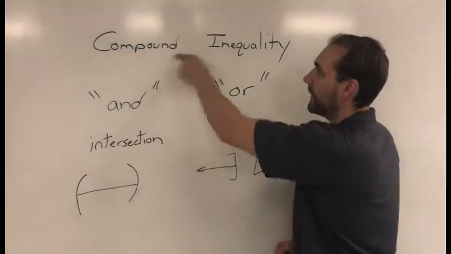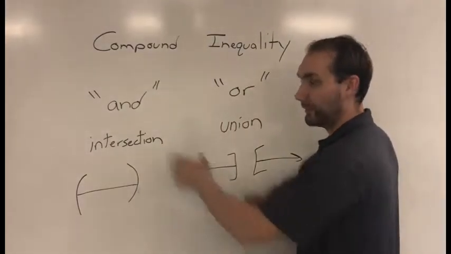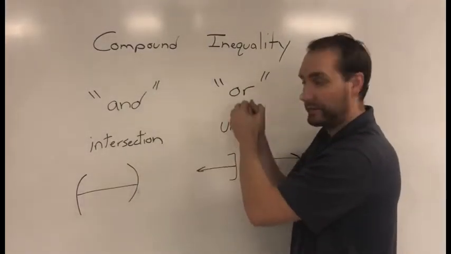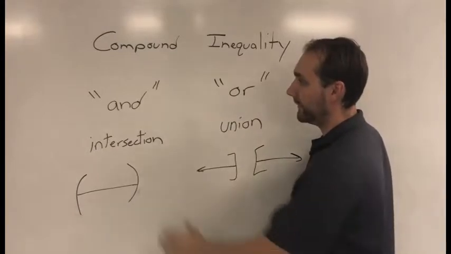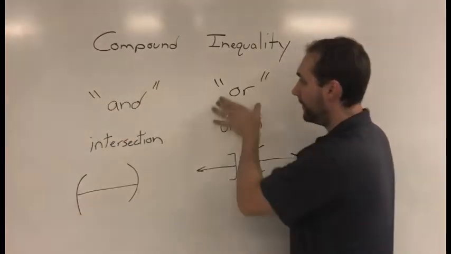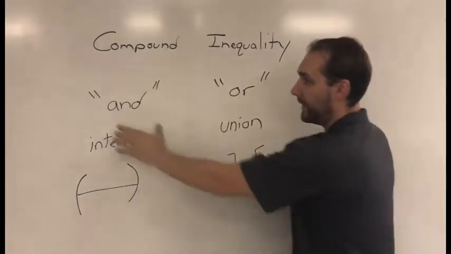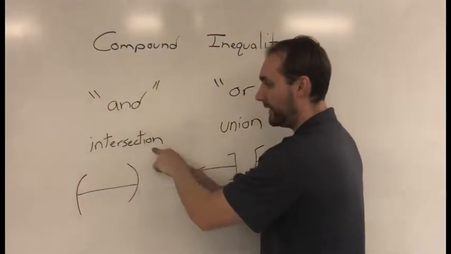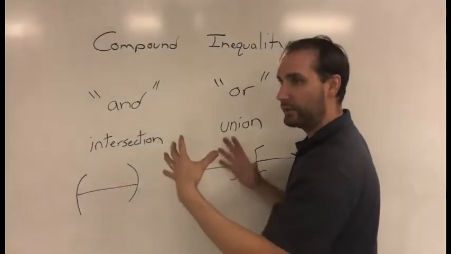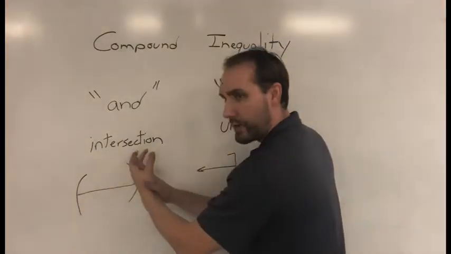Now let's look at compound inequalities. Compound means more than one problem that we're going to put together. And there's two different types. There's an "and" type of problem and an "or" type of problem. And usually "and" denotes an intersection. So when you think of "and," two problems come together.